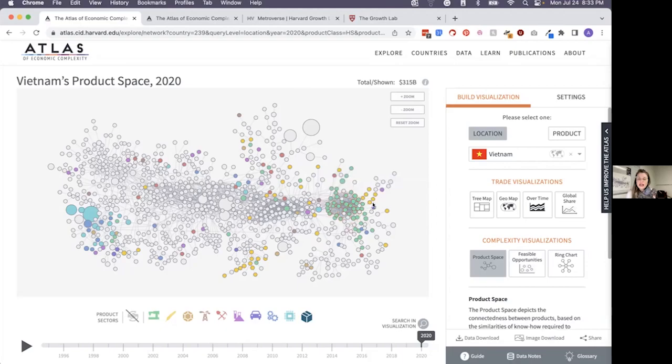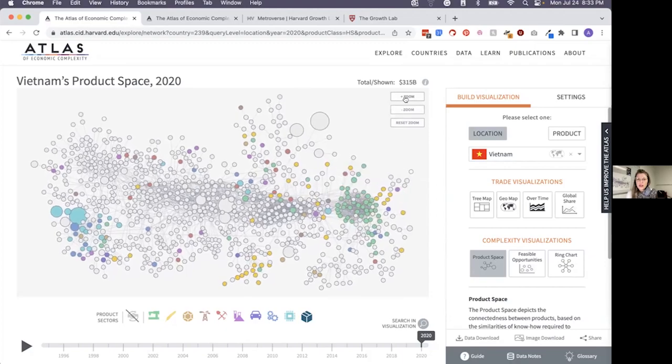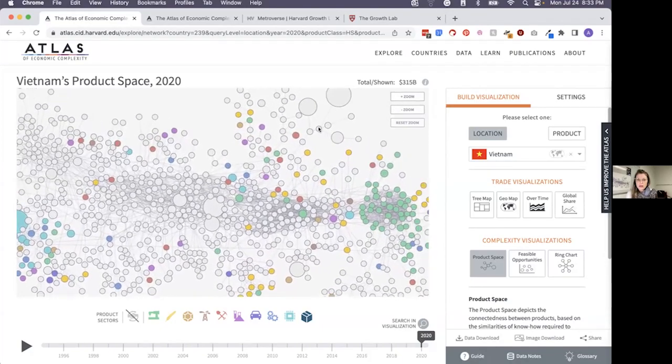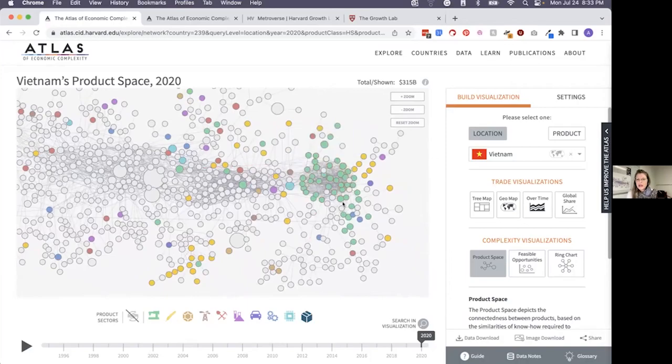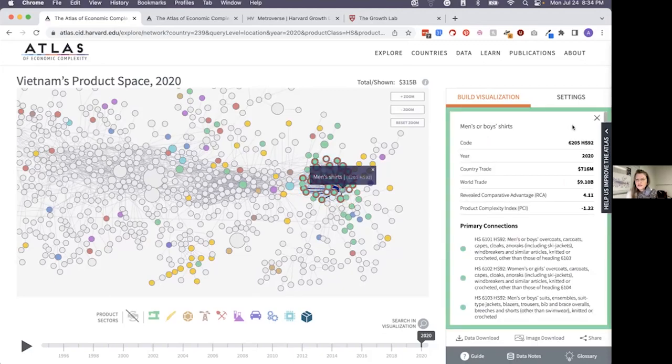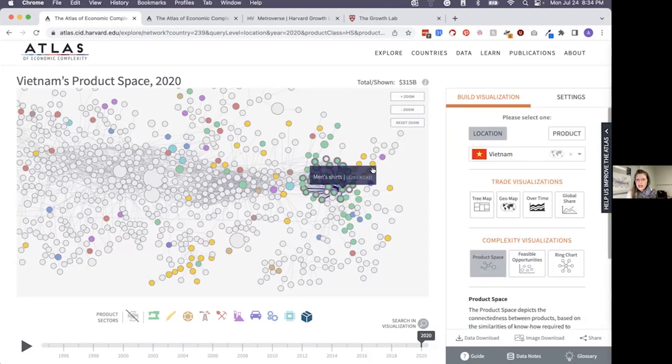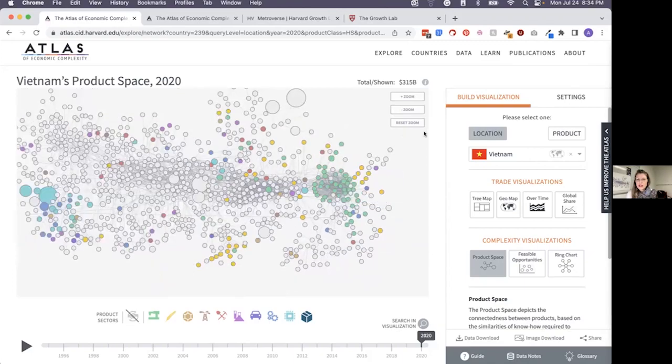So it's not surprising then that we would see a huge clustering in this green section of the product space. I can zoom in a little bit here, because this is all textile manufacturing. Okay, so the know-how it requires to produce leather footwear is very, very similar to other garments, for example, or men's shirts. And that's why they're side by side. And this is a very active sort of space for Vietnam.